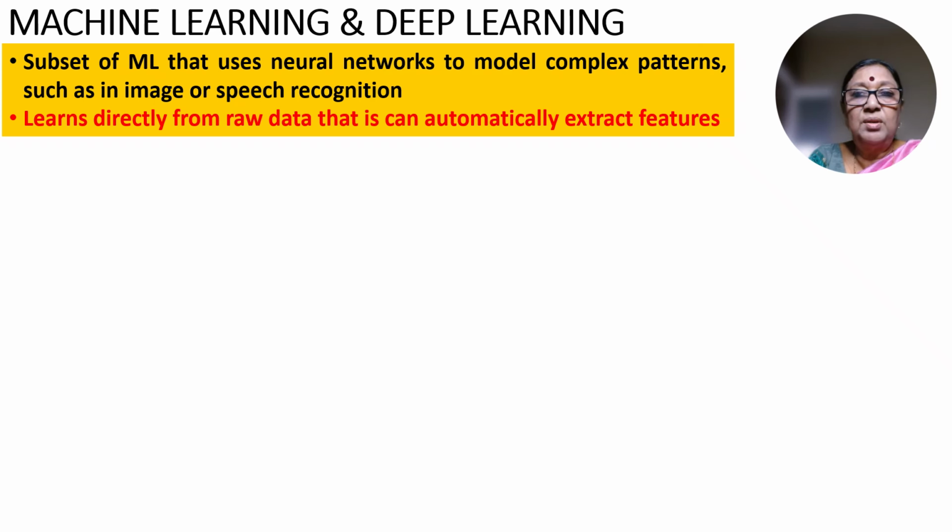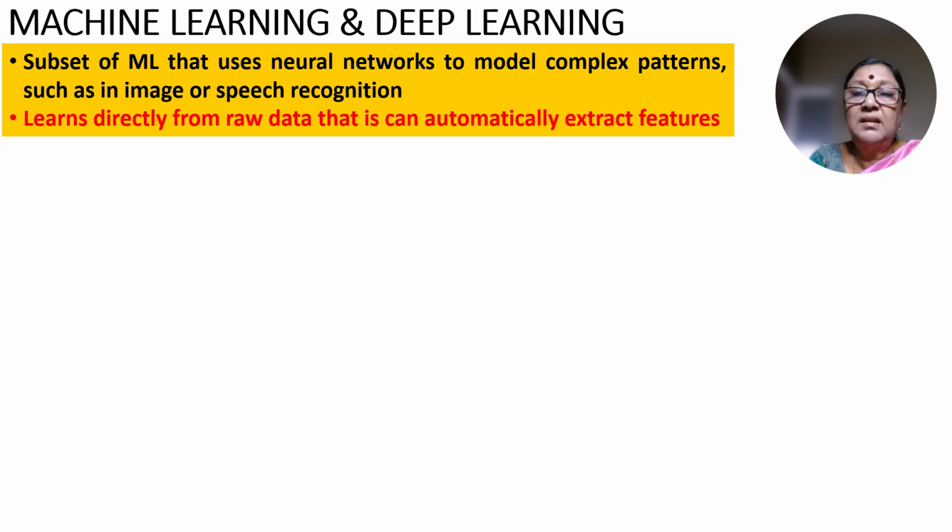Okay, so the difference is an important point: it learns directly from the raw data. What do you mean by raw data? It means that only data is there. You're not going to talk about anything else. I'll come to that when we are talking about the flow here. And it is able to extract the features of the data automatically. That is what is different from machine learning.